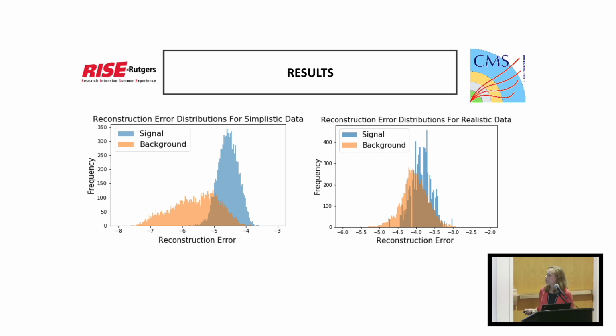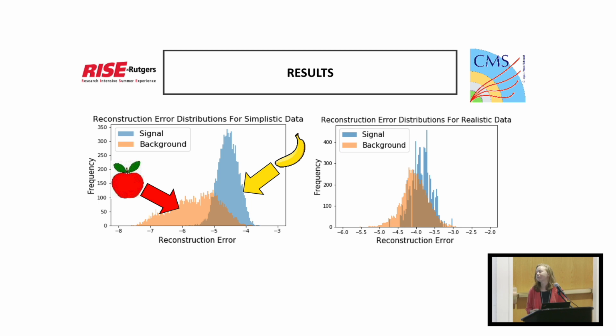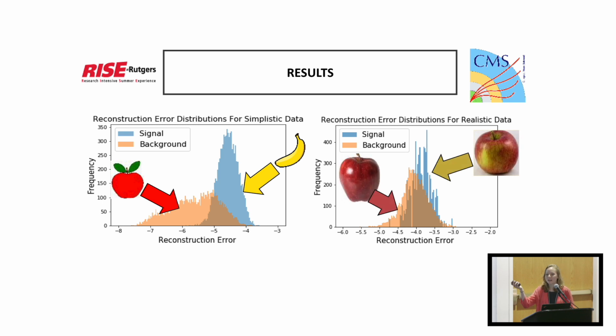What I want you to see here is that there's a separation between the reconstruction of our background data and our signal data. This tells us that our autoencoder did a good job of separating out those apples from those bananas. Now, as we move to more realistic data, as with all things, it's much more complicated. It's not as simple as separating out bananas from apples. It's much more like separating out Fuji apples from Red Delicious. The important thing I want you to note is that there still remains this separation between our signal and our background, between our Fuji apples and our Red Delicious. And this tells us that our autoencoder is doing its job. It's separating out what we want to find from what we don't want to take our time to look at.